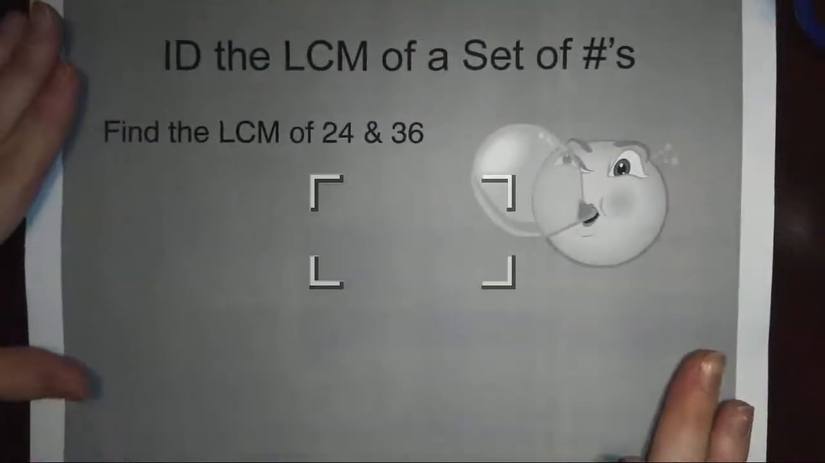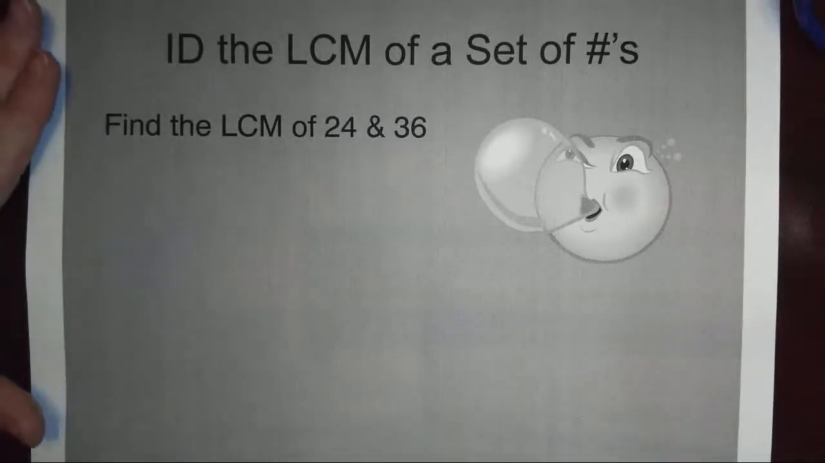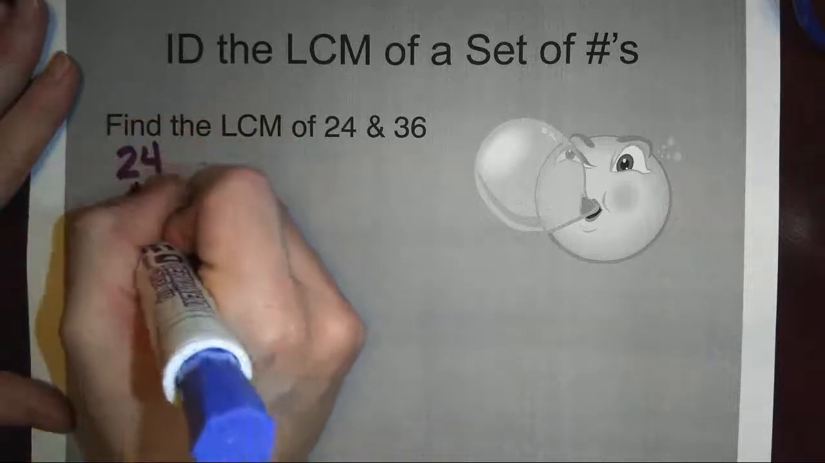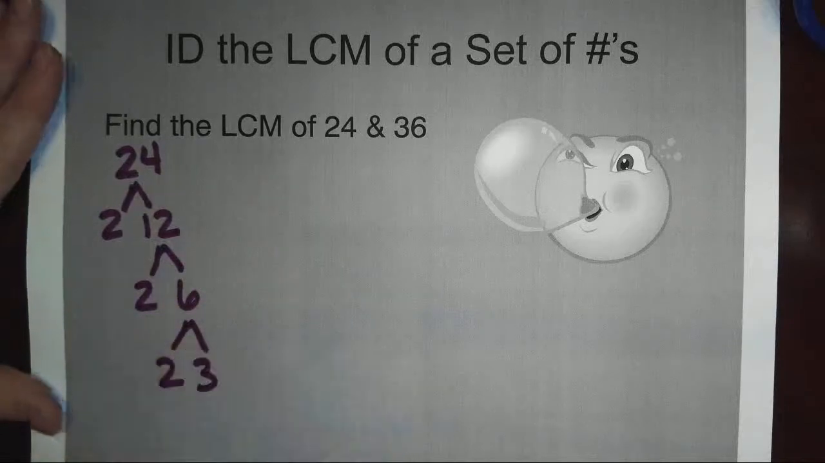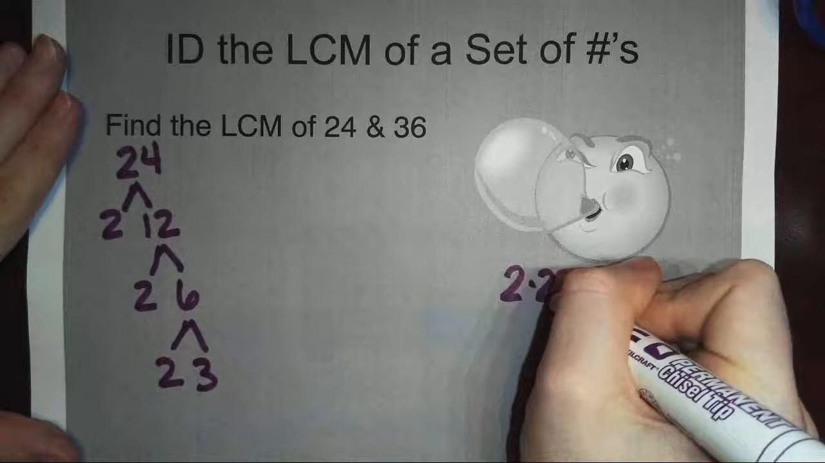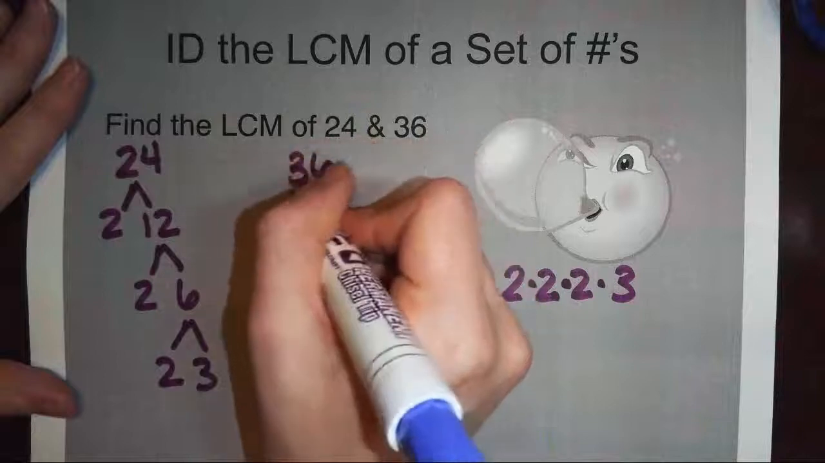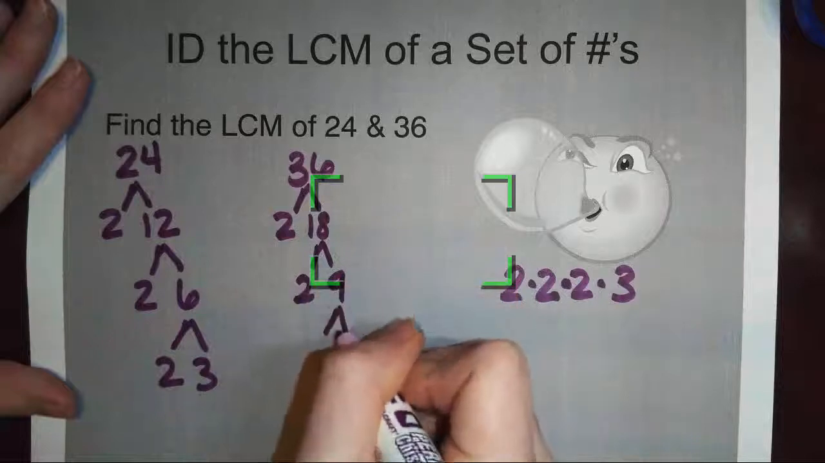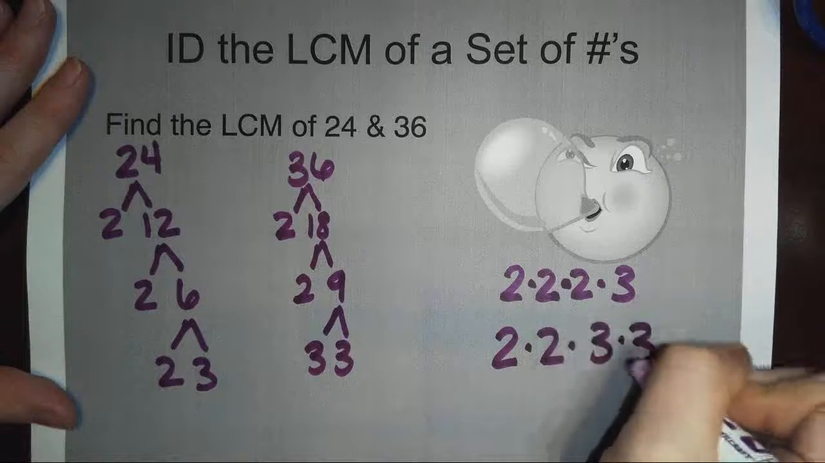So here's an example that needs to be in your notebook. We want to find the least common multiple of 24 and 36. Now to do this, we're going to write 24 and 36 as a product of prime numbers. So we're going to draw little factor trees. 24 is 2 times 12. 12 is 2 times 6, and 6 is 2 times 3. So 24 would be 2 times 2 times 2 times 3. Then we're going to write 36 as a product of prime factors, so that's 2 times 18. 18 is 2 times 9, and 9 is 3 times 3. So it'll be 2 times 2 times 3 times 3.